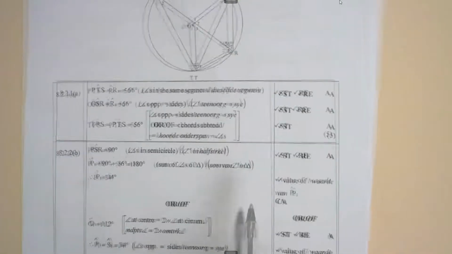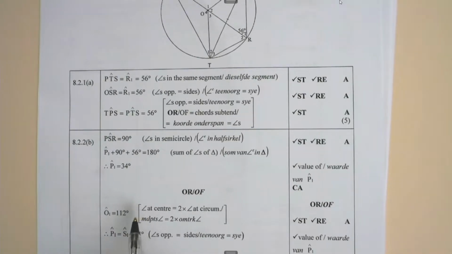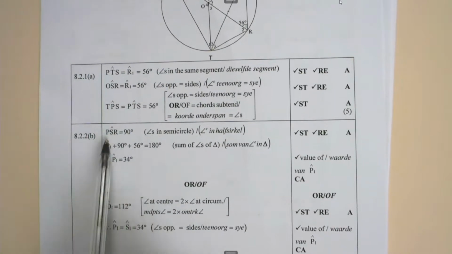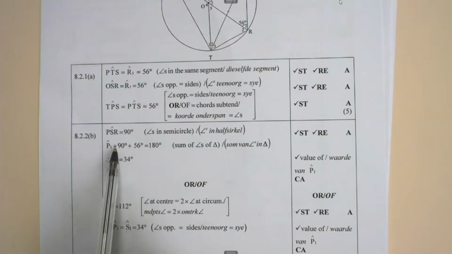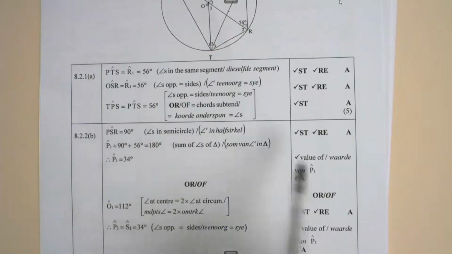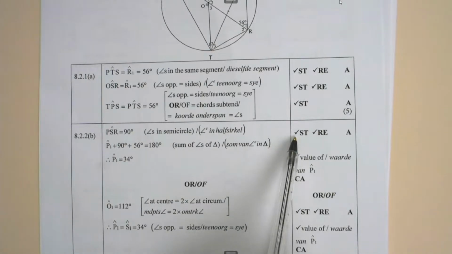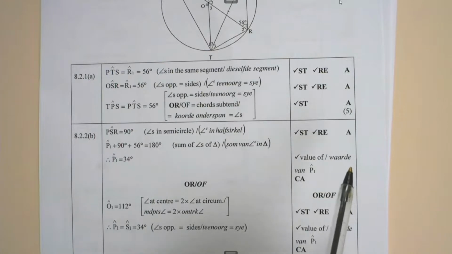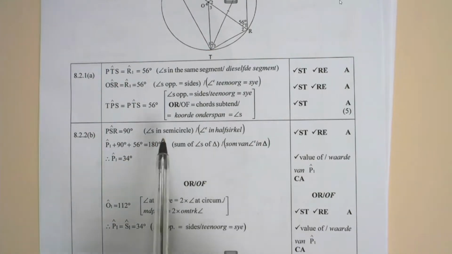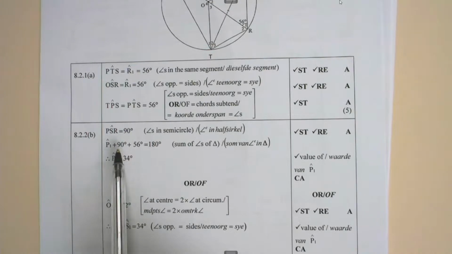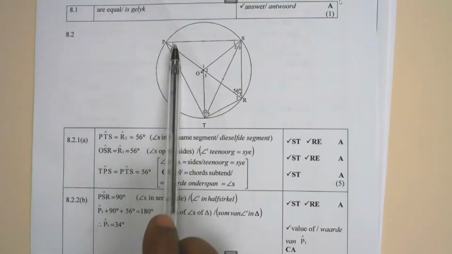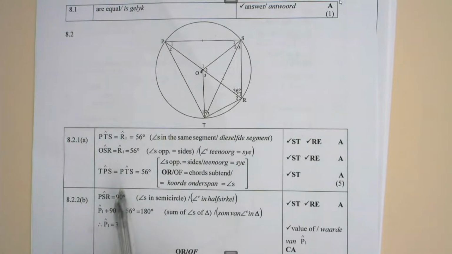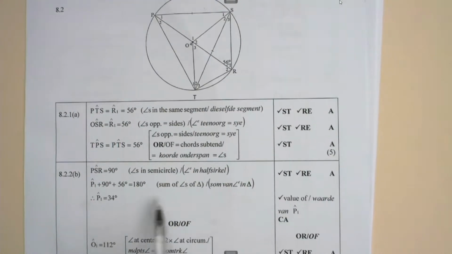And then coming to 8.2.2b, PSR is equals to 90 degrees. We say angle in the semi-circle. And then we realize that there is a mark for the statement and a mark for the reason. And then we are requested to calculate angle P1. We say P1 plus 90 degrees plus 56. Here, as you can see, 90 plus 56 because we are looking for P1. Therefore, P1 is 34 degrees.